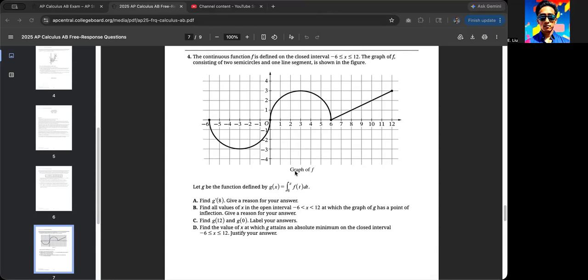Be careful. Do they give you the function? Do they give you the derivative graph? You have to be ready for those. We'll also do some review of these situations so you understand what to expect.